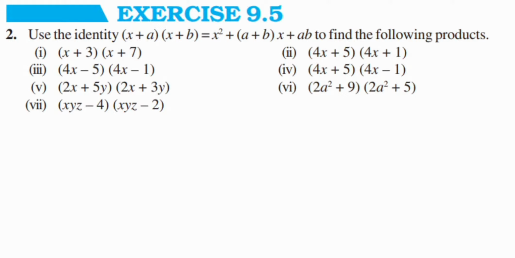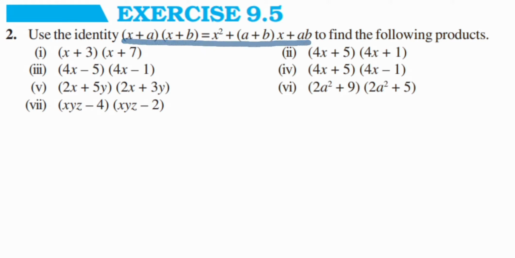Hey everyone, I'm doing exercise 9.5, second question. I have already done the first question of this exercise. Let's start doing this. So the question is, use the identity (x + a)(x + b) = x² + (a + b)x + ab. This identity is quite important. We have to use this identity and solve these problems here.